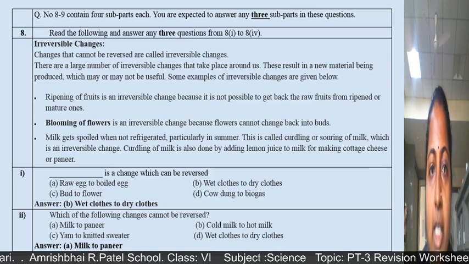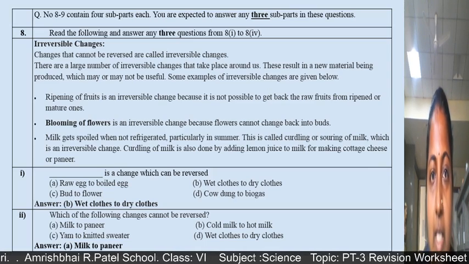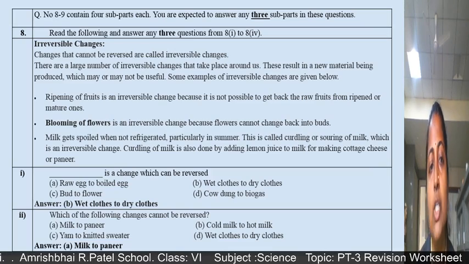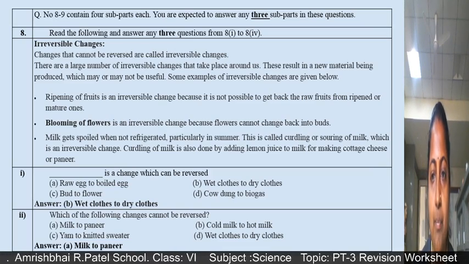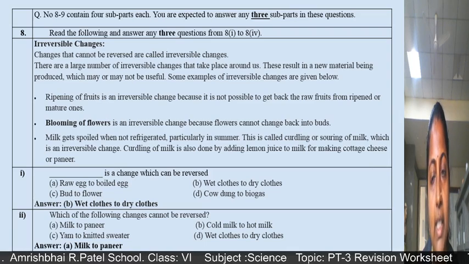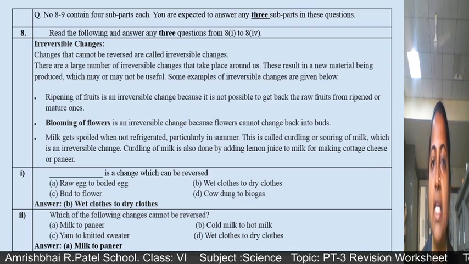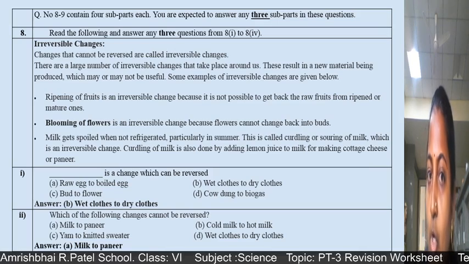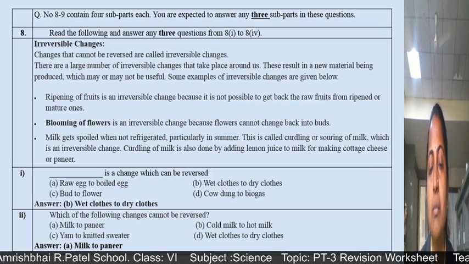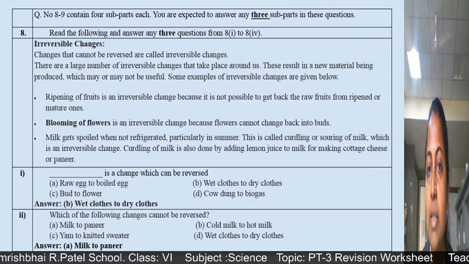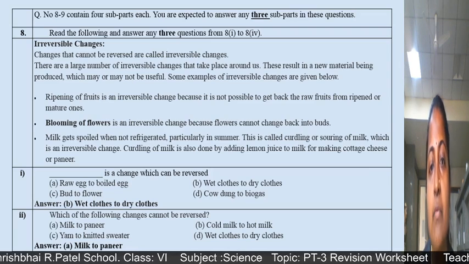Now in question number 8 you have a paragraph, and they have asked that you attend any 3 questions, but you can write all 4 answers. It is not compulsory that you find the answers only from that paragraph. You can write the answer on your own also. Sometimes you will not get the answers from the paragraph.